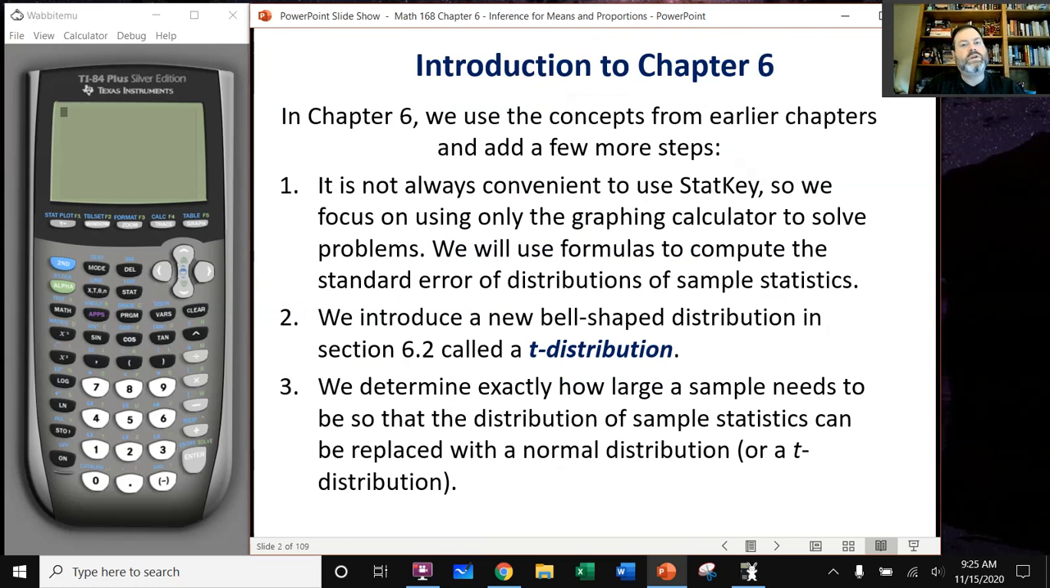So I just want to do a quick introduction of Chapter 6. When most people think of statistics, this is probably what they think of, the stuff we're going to do in Chapter 6, where we have lots of formulas. At the end of the video, I'll show you the formula sheet that we're going to be using. So on that test, you'll be provided the formula sheet.